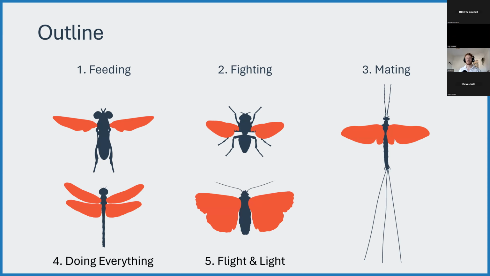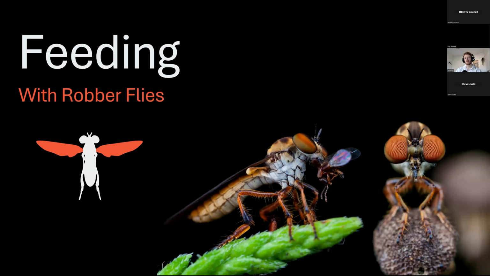And then right at the end, I'll talk about applying the same techniques to trying to understand what's going on with insects flying around light at night. But let's start with feeding with robber flies. Now, this is a fantastic robber fly. Unfortunately, it's not one of ours. This is an American species.